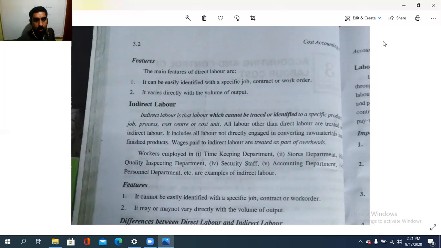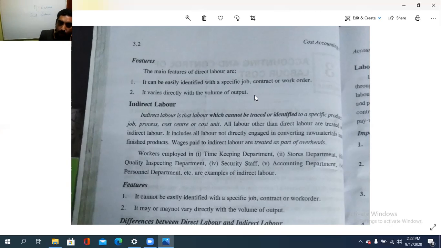It includes all labor not directly engaged in converting the raw materials into finished products. Wages paid to indirect labor are treated as part of overheads. Workers employed in timekeeping department, stores department, quality inspecting department, security staff, accounting department, personnel department, etc. are examples of indirect labor. That is not directly traced from any of the production part. That is what indirect labor is.